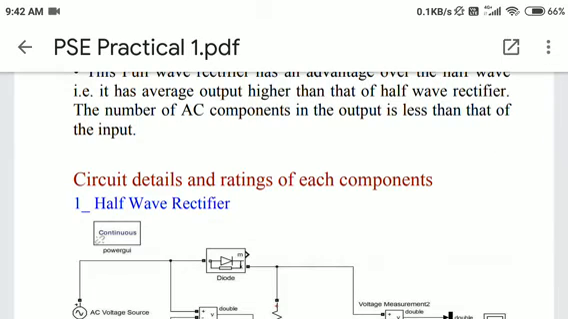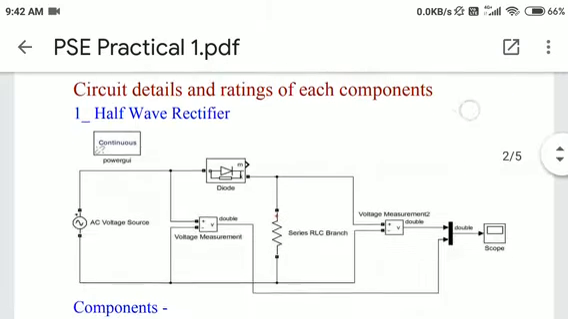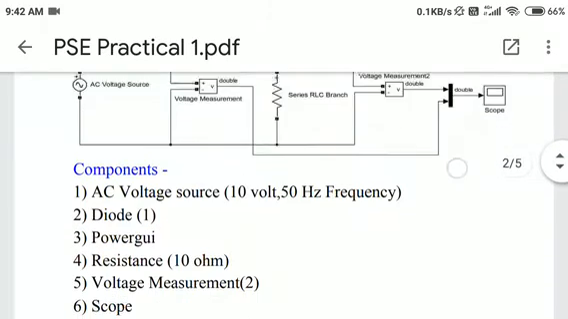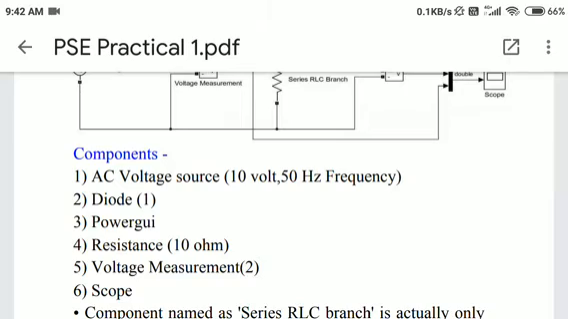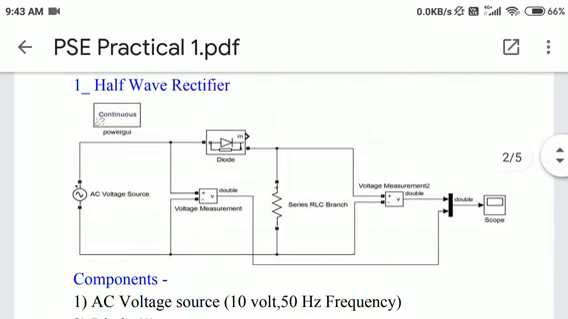Start with the circuit details and rating of each component. Components required are an AC voltage source of 10 volt, 50 Hz frequency, a diode, powergui, a resistance of 10 ohm, 2 voltage measurements and one scope. Then we will see the circuit diagram.